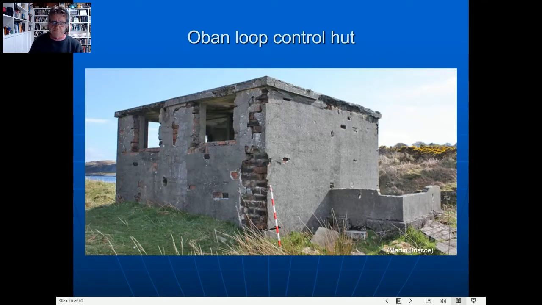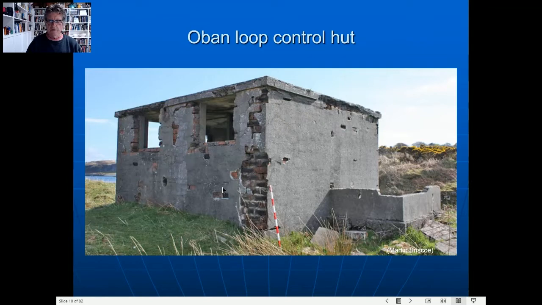Okay, now here's a close-up of the loop hut. You can see it's made of brick. Now there's a little measuring stick there in 10 centimetre segments, but you can see it's made out of brick, and it's been rendered in concrete, obviously to disguise it, to camouflage it a little bit. Now you can see a couple of rooms here. There's one room here on the left. There is a dividing wall through the middle of it, and then there's a second room here.